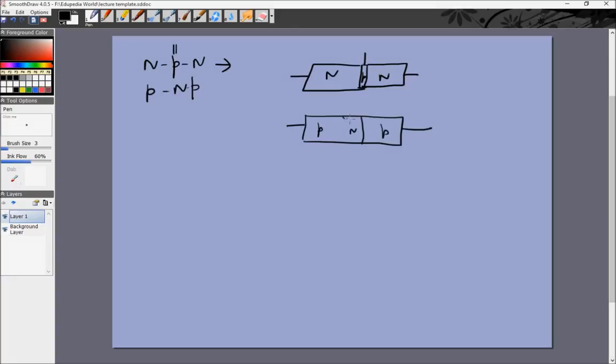Now don't confuse this with the depletion layer. Both of these junctions would have their own depletion layer. The middle thing is not a depletion layer, it's a third form of semiconductor sandwiched between the first two. The middle layer is called the base in both cases, and the base is very lightly doped. That means the concentration of either the donor ions or the acceptor ions is very small.